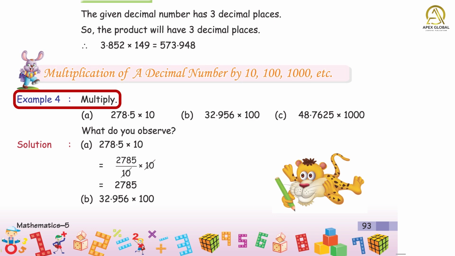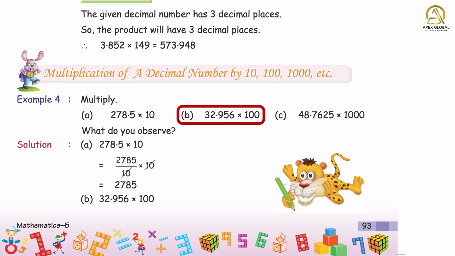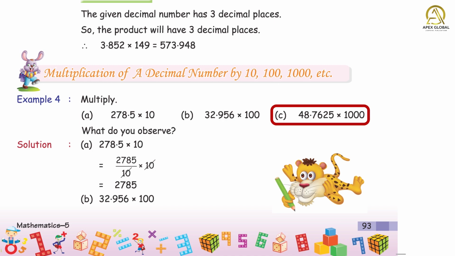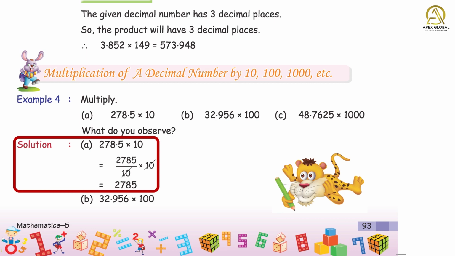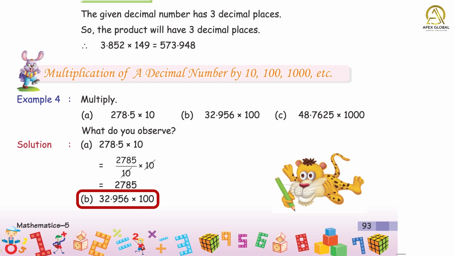Example 4. Multiply. A. 278.5 into 10. B. 32.956 into 100. C. 48.7625 into 1000. What do you observe? Solution A. 278.5 into 10 is equals to 2785 upon 10 into 10 is equals to 2785. B. 32.956 into 100.